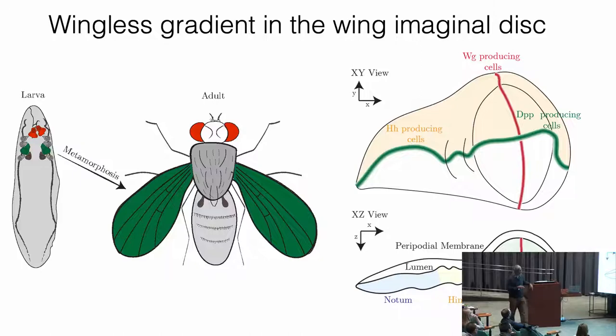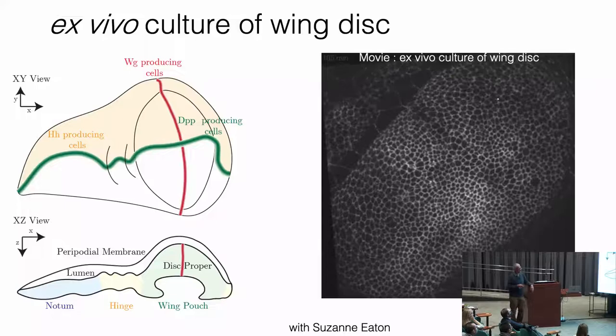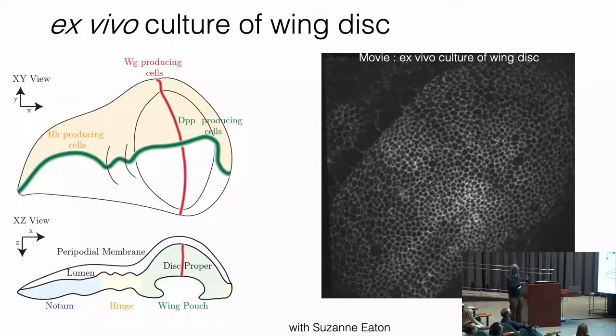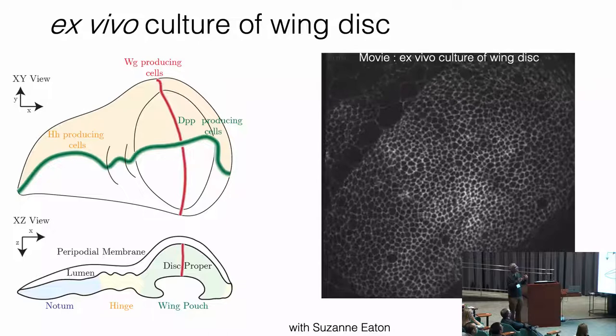Chaitra spent some time with Suzanne Eaton, who sadly passed away a few years ago, but she was very inspired by the work that she did and went and learned how to actually take these wing discs out of the fly and make some really excellent ex vivo cultures of the wing disc, and one could preserve structure and morphology and look at what happens.